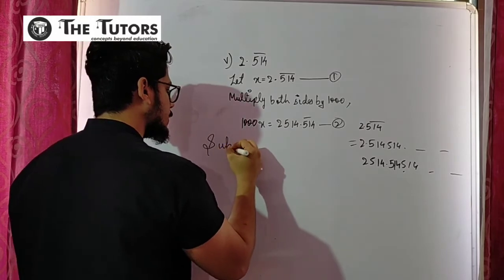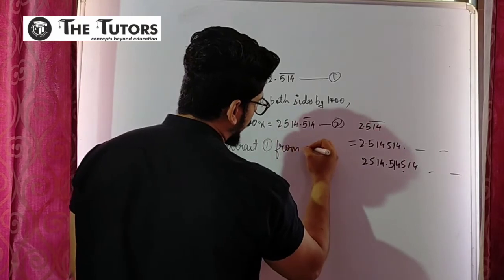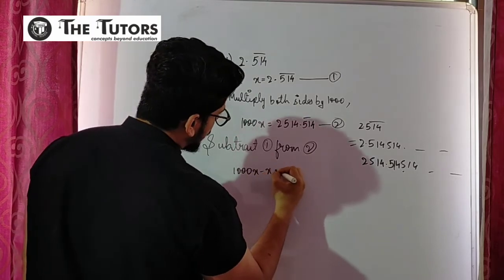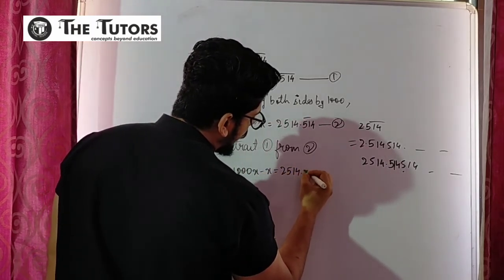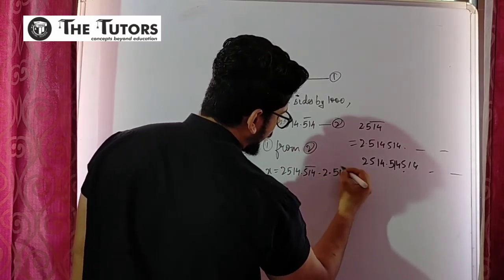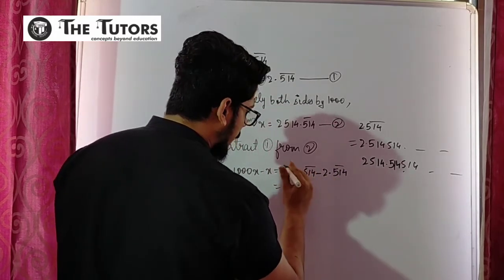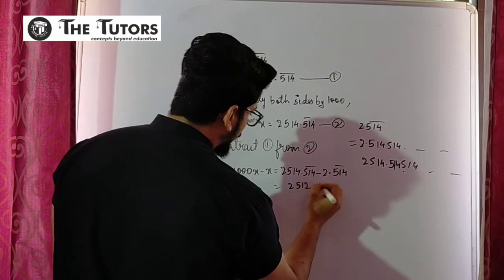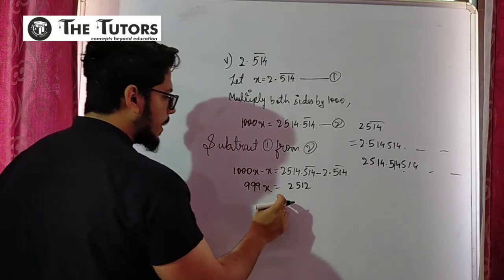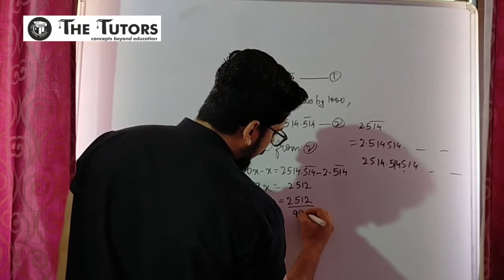Subtract 1 from 2. You get 1000x minus x is equal to 2514.514 bar minus 2.514 bar. Again, the 514 bar series gets cancelled in the subtraction and you will get 2512. 1000x minus x is nothing but 999x. 999 is multiplying, so here it will go in division. x is equal to 2512 by 999.